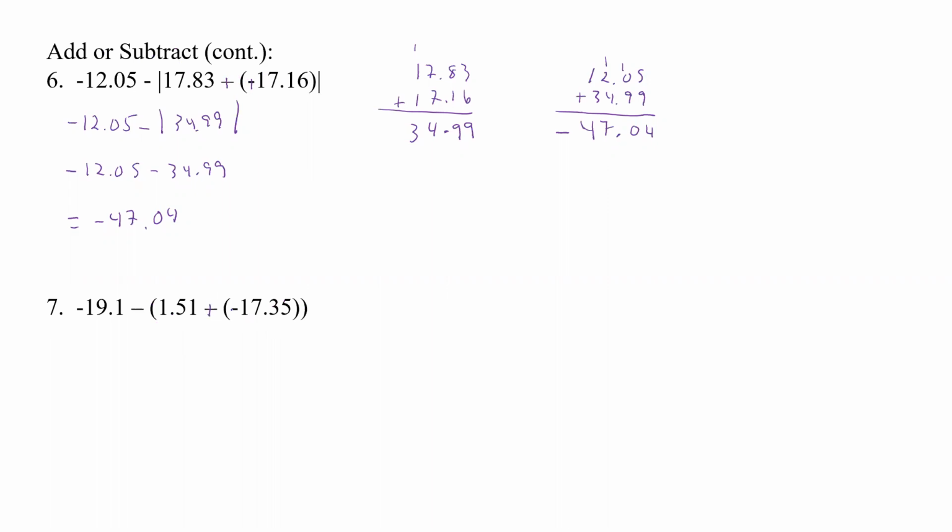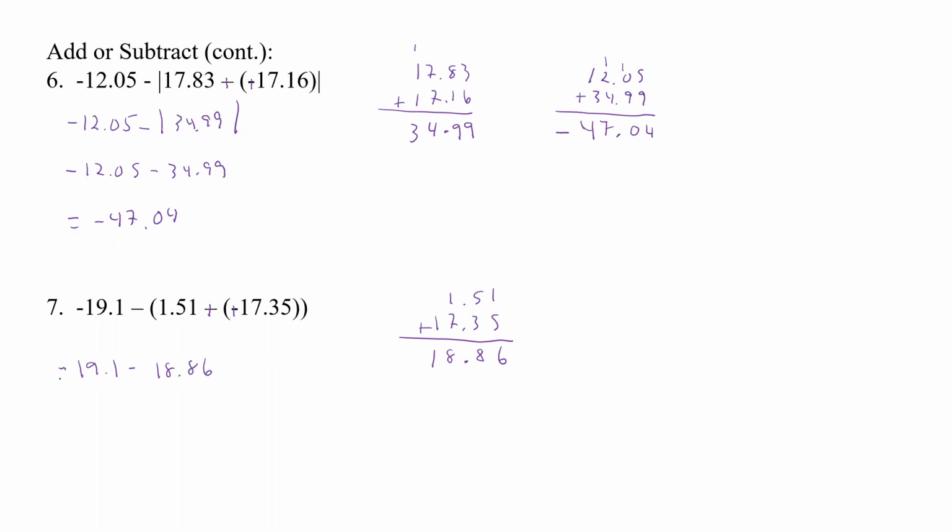So again, we have negative, so that becomes positive. So we're going to take that plus that. So 1.51 plus 17.35. So 5 and 1 is 6. 5 and 3 is 8. 7 and 1 is 8 and 1. So we have 18.86 there, so that's going to be a negative 19.1 minus 18.86.